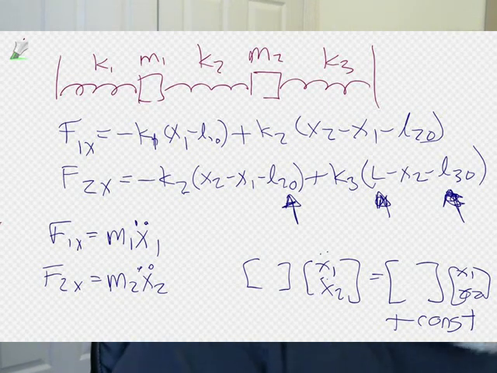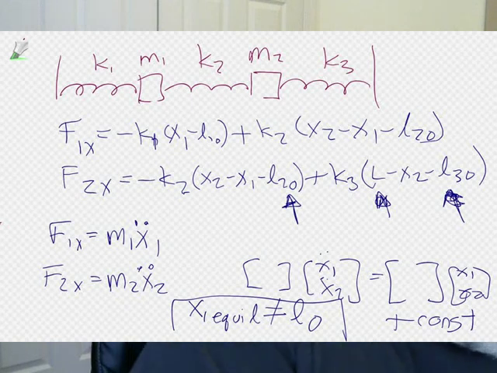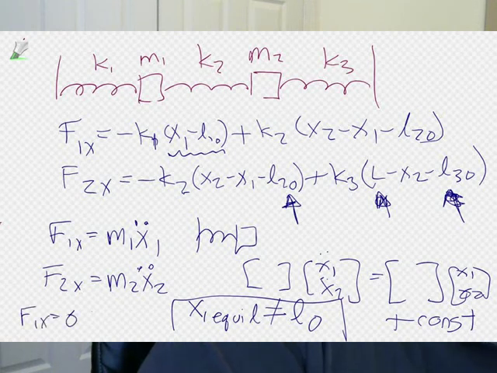Now, here's the problem. X1 equilibrium is not just L0, right? That's what it would be in the case where you just have one spring, then X1 equilibrium is L0. But X1 equilibrium is not just L0, so I can't just substitute this for X1 equilibrium and be done with it. So really what I have to do to find the equilibrium is solve F1x equals 0 and F2x equals 0 simultaneously and figure out what X1 and X2 are. So I'm going to go ahead and do that.